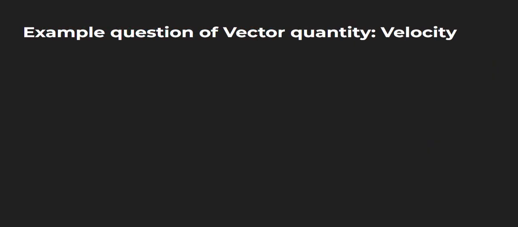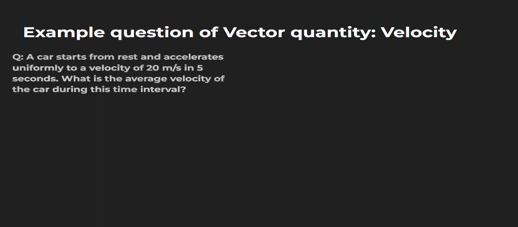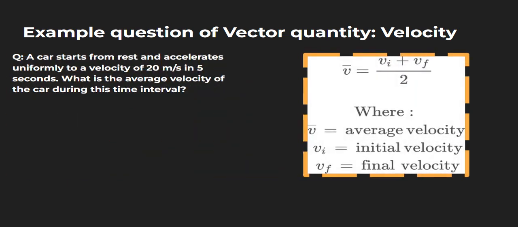Here we have an example question for velocity. A car starts from rest and accelerates uniformly to a velocity of 20 meters per second in 5 seconds. What is the average velocity of the car during this time interval? For this question, we will use the average velocity formula, which is initial velocity plus final velocity, divided by two, which gives us our average velocity.